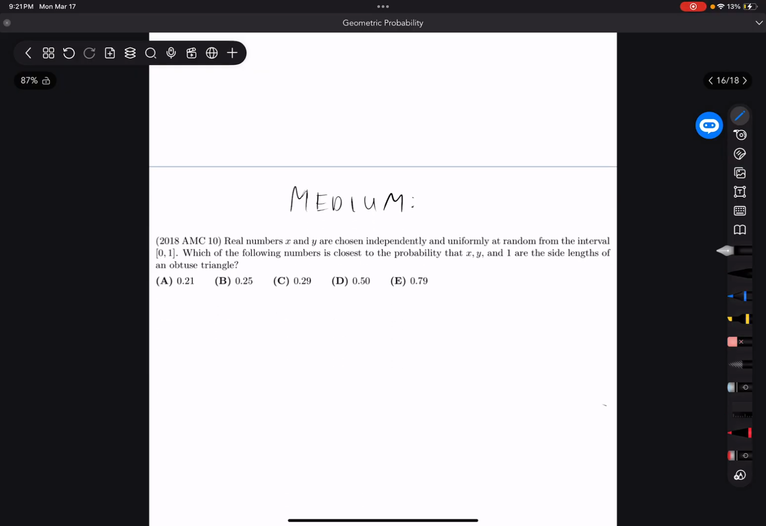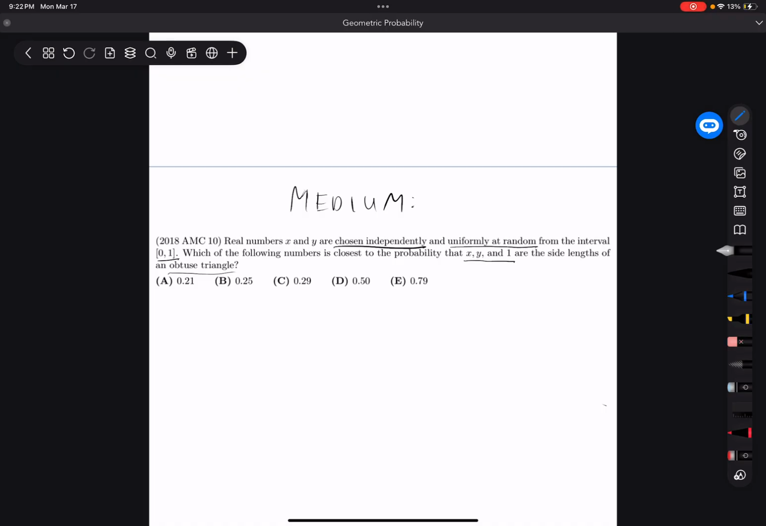Real numbers x and y are chosen independently and uniformly at random from the interval 0, 1. Which of the following is closest to the probability that x, y, and 1 are the side lengths of an obtuse triangle? So geometric probability will also have a little bit of geometry in it. So how can we figure out that it's an obtuse triangle? Well, we know that first of all, it has to satisfy the triangle inequality theorem.